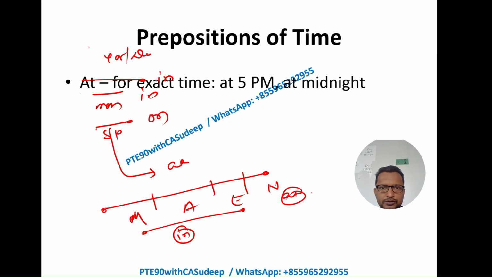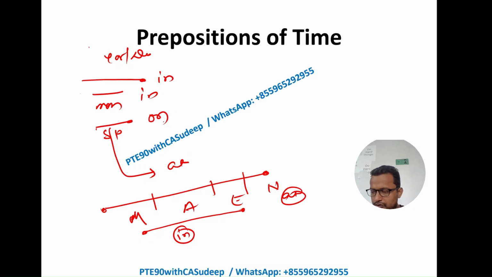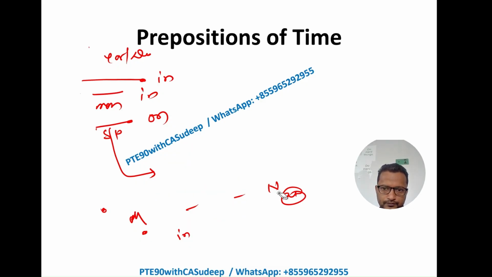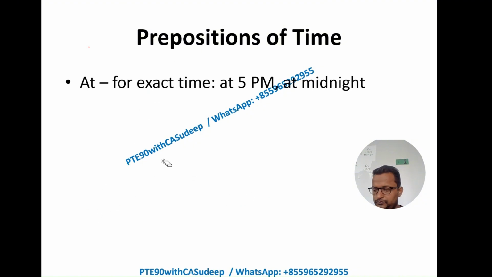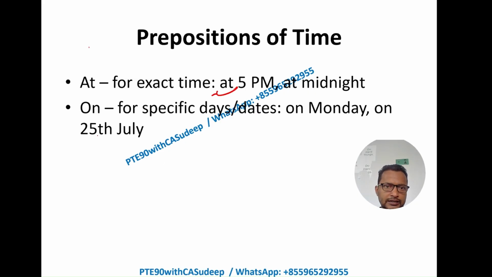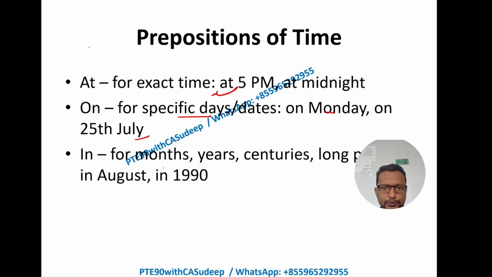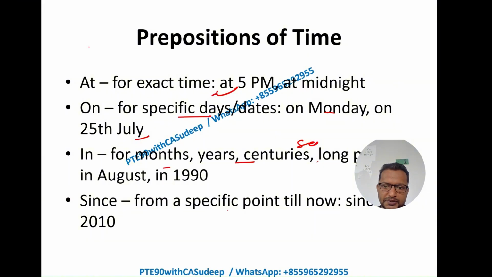Okay, so let's move to other concepts. So at, for the exact time, right? So that's what we learned. And then on, for the specific day or days, Monday, 25th of July. In, for the month, year, centuries, long period, or even the seasons, right?